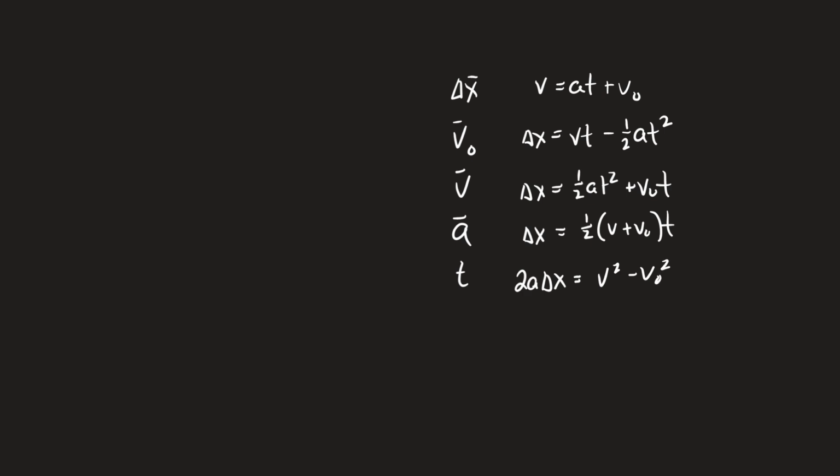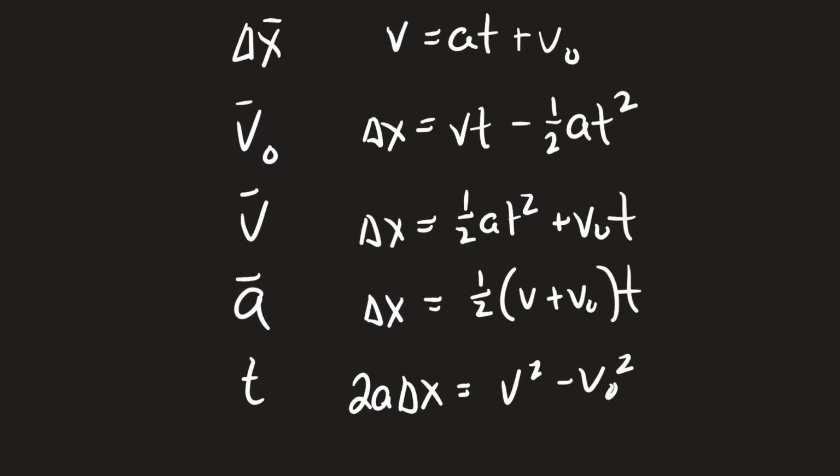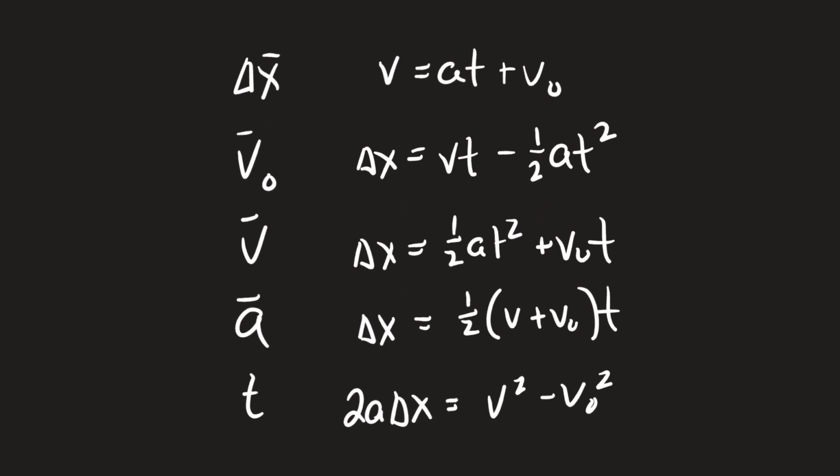Now, you've had these, but now I've organized them in a different way. And it's organized like this on purpose. To the left is the motion variable. To the right is the equation that doesn't have that particular motion variable in it. So this one doesn't have delta x in it. This one doesn't have initial velocity in it. This one doesn't have final velocity in it. This one doesn't have acceleration in it. And this one doesn't have time in it.